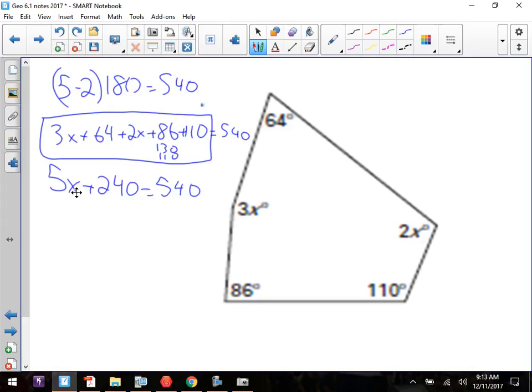Was it 260? Oh, yeah, I didn't carry the 1. Sorry. 260, thank you. So subtract that over, you get what? 5x then is 280. Thank you. You get x is 56. Is that right?